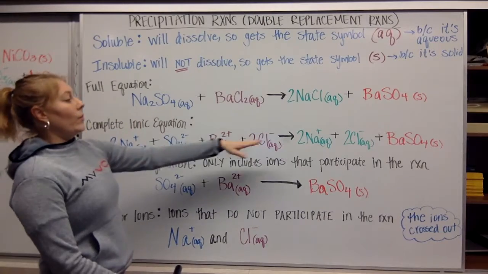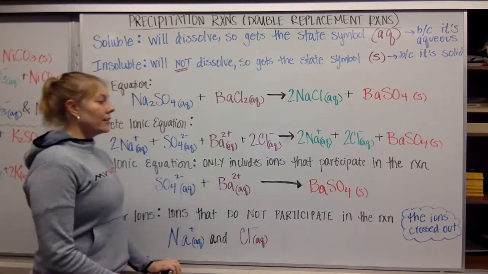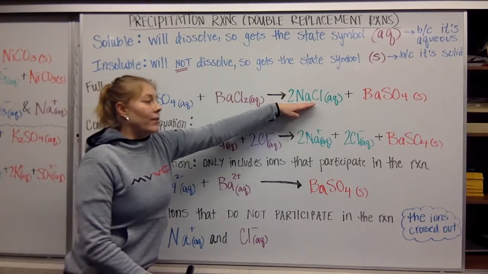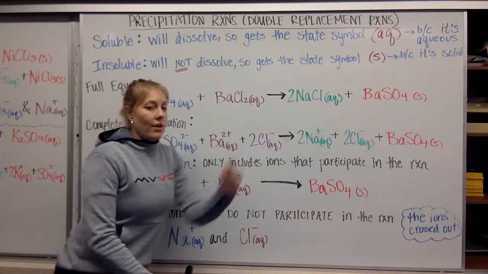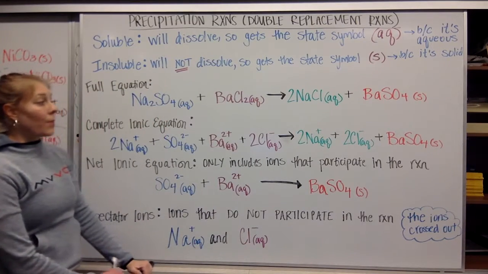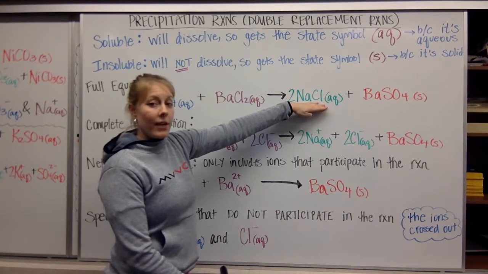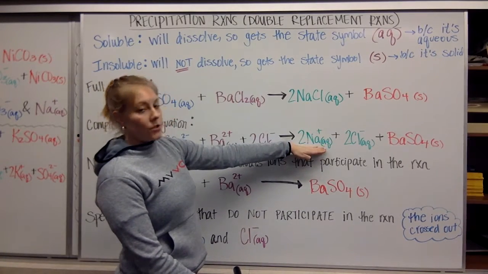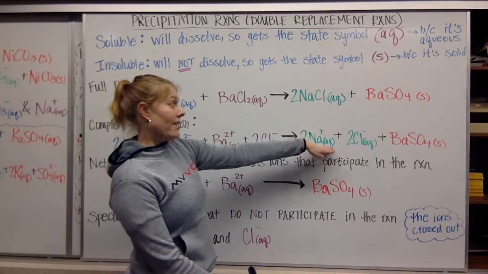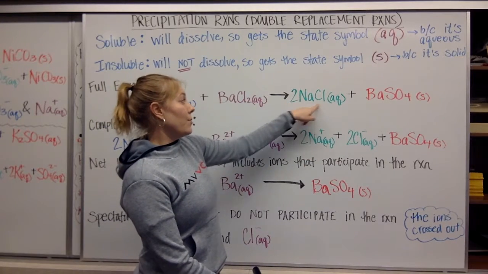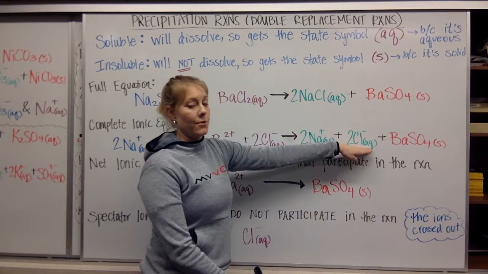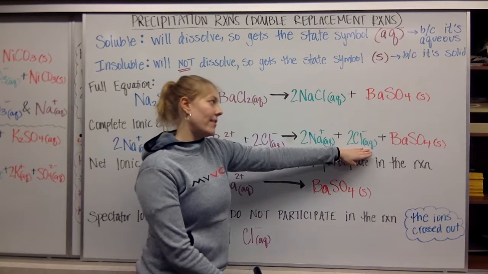All right? When we look at our products over here, NaCl, we have two NaCls, also aqueous, right? So our product here is also dissolving, right? So it's also breaking up into its ions. Two Na+, aqueous, and we have two Cl- as well. So 2 Cl-, also aqueous.